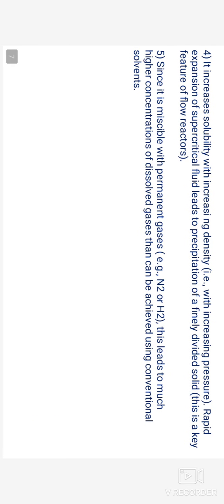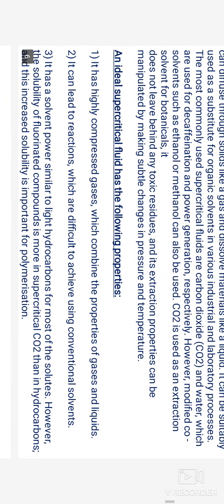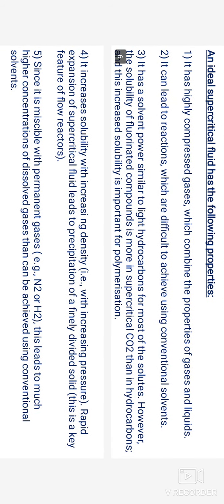It also increases solubility with increasing density, that is, with increasing pressure. Rapid expansion of a supercritical fluid leads to precipitation of a finely divided solid. This is a key feature of flow reactors. Since it is miscible with permanent gases, for example nitrogen and hydrogen, this leads to a much higher concentration of dissolved gases than can be achieved using conventional solvents. These are the properties of an ideal supercritical fluid.